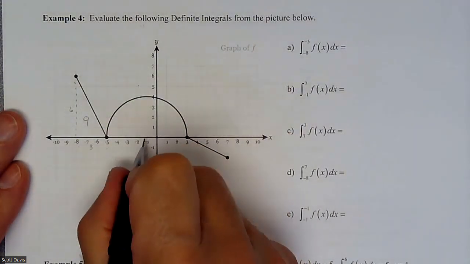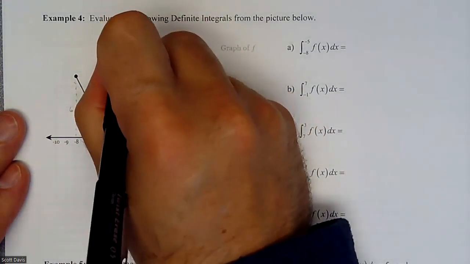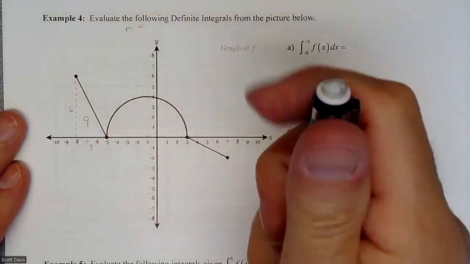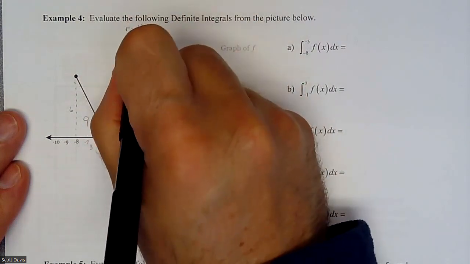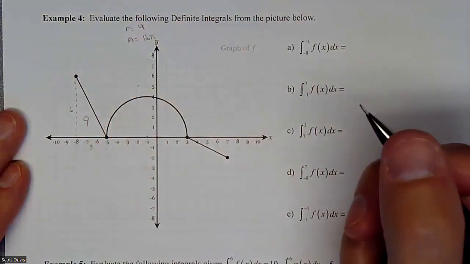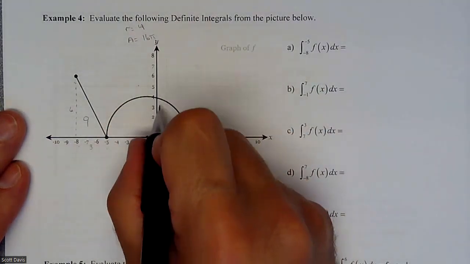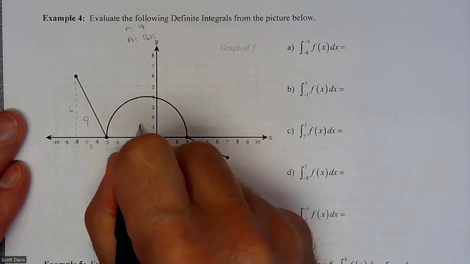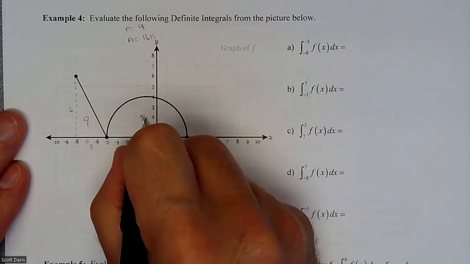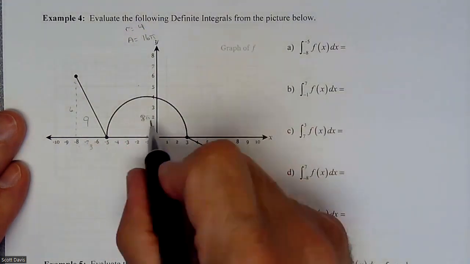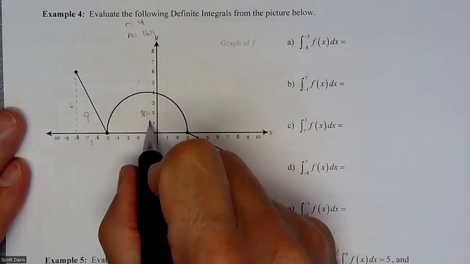Here we have a circle. Here's the center of our circle. It goes up 4, out 4, so we're looking at a circle with a radius of 4. The area of the whole circle would be pi r squared, which is 16 pi. But we have a semicircle, so we're cutting it in half, and that half is going to be 8 pi. If we need to cut it again, we'll see what we need to do. But the area of the semicircle is 8 pi.